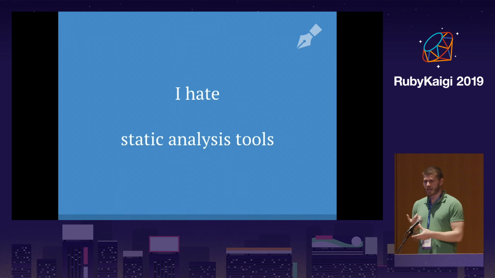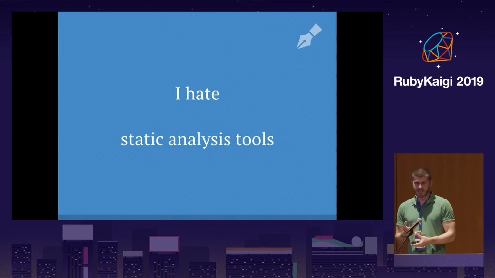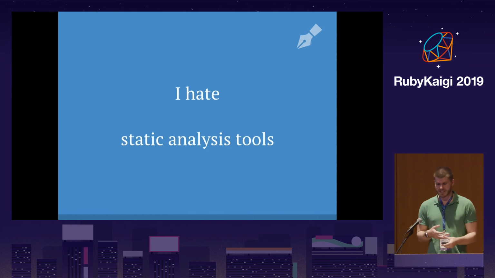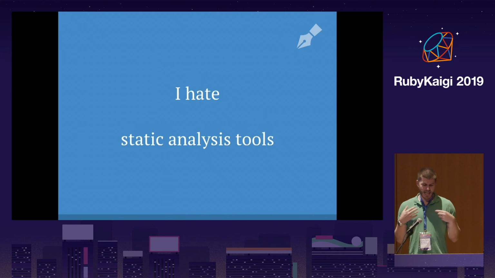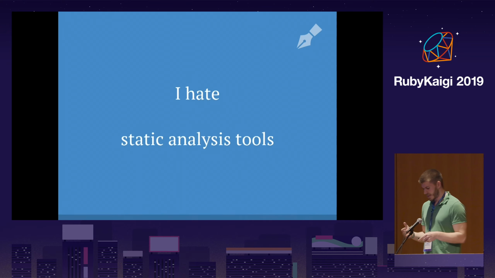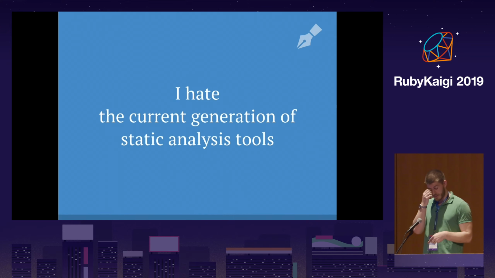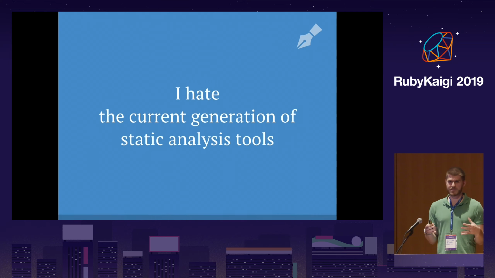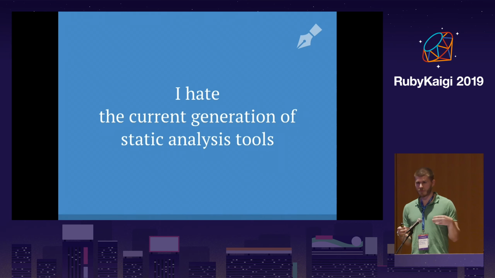And I don't want to have to care about micro-optimizations. I just want the language to take care of that. I don't want to have to care about formatting. I don't want to have to care about any of these things other than writing good code. And so I guess I'll amend my statement to say I hate the current generation of static analysis tools, because I feel like there is definitely a place for static analysis, but it should be doing things that are much further along than what we're currently doing.